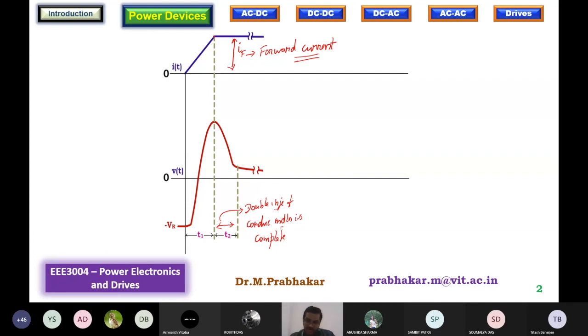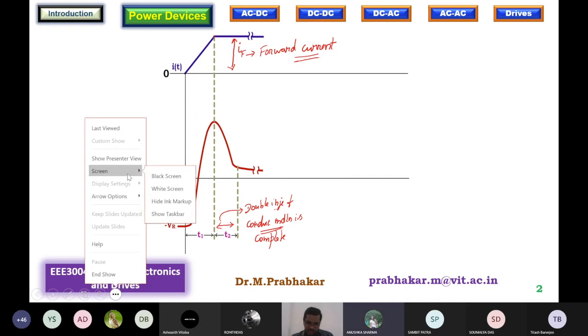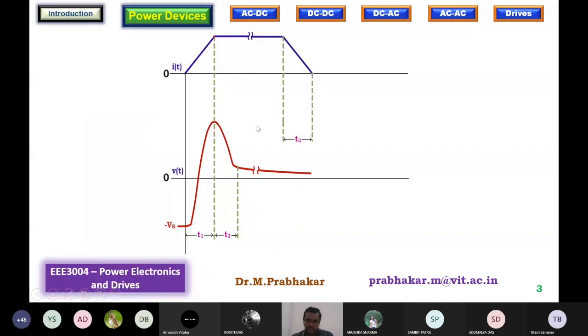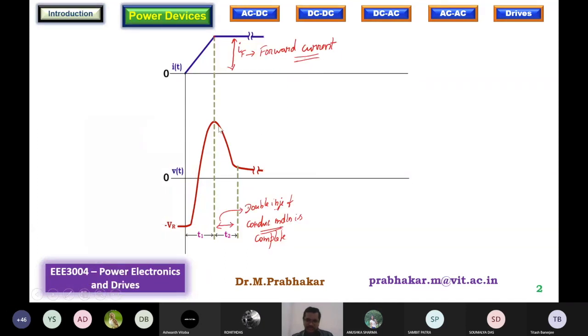So the moment conductivity modulation occurs, what happens to the resistance of the N minus drift layer? Due to conductivity modulation, what happens to the resistance of the N minus layer? Please be attentive, please answer. Decreases. Decreases, good, very good. So what happens to the voltage drop across the drift layer when the resistance decreases?